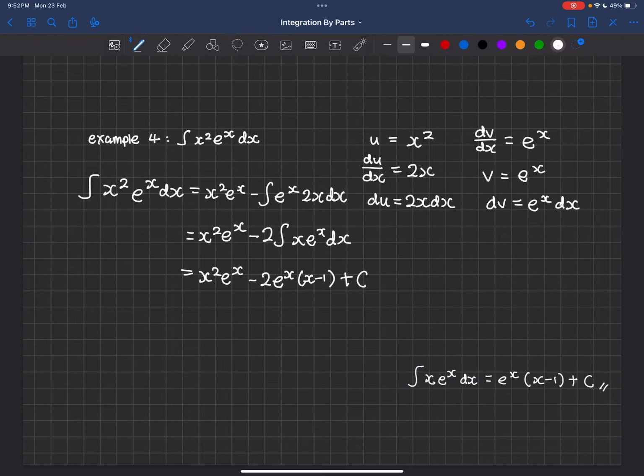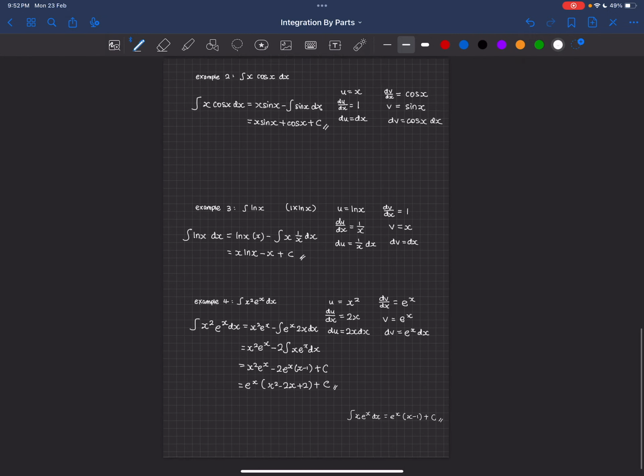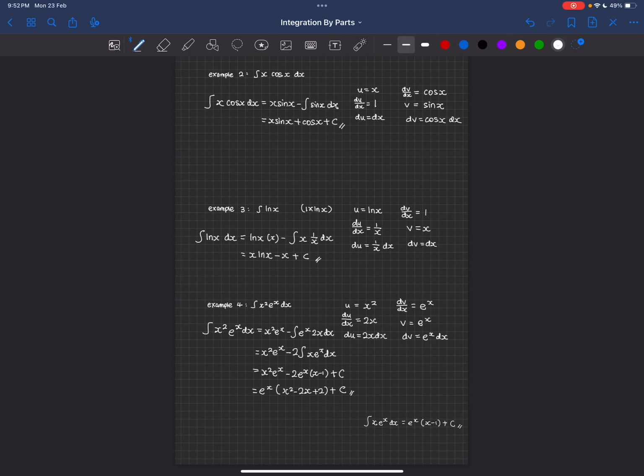So this is just a reference. And yeah, that's our answer. We can simplify if we want to factorize it out. Yep, and there we go. So yeah, that's all for by parts.